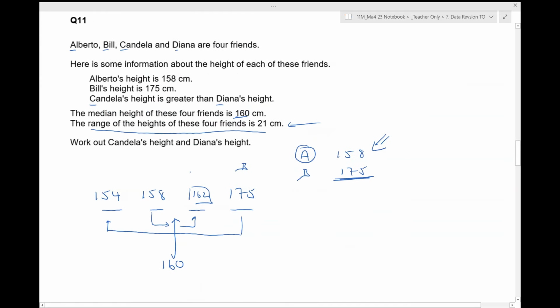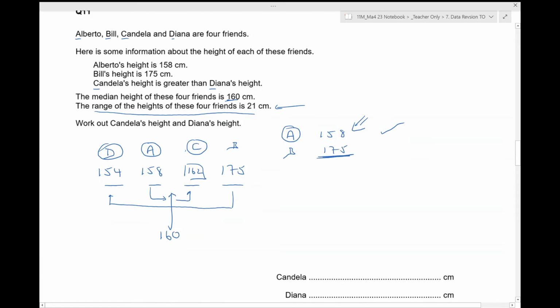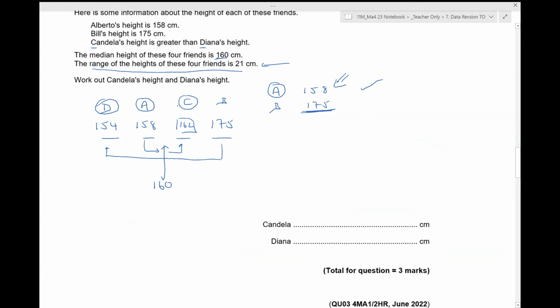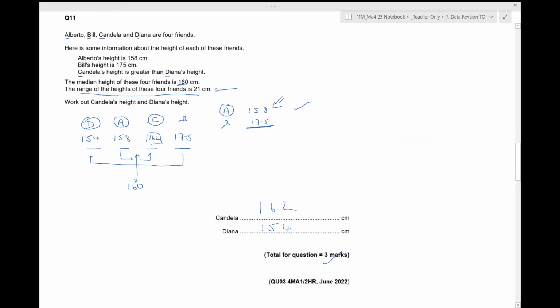Alberto's height is 158. Good. Bill's height is 175. So wait a minute. Here's Alberto there. Good. C's height is greater than D, so that could be C and that could be D. Work out C's height and D's height. Okay, well, C's height is 162 and D's height is 154. And that's a nice 3 marks there on that paper.